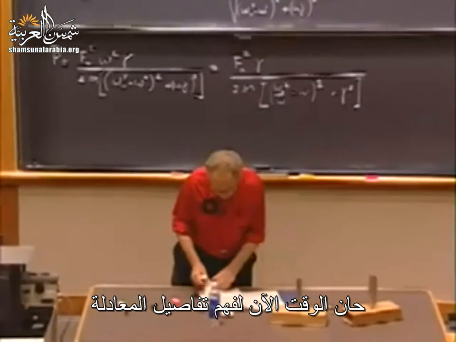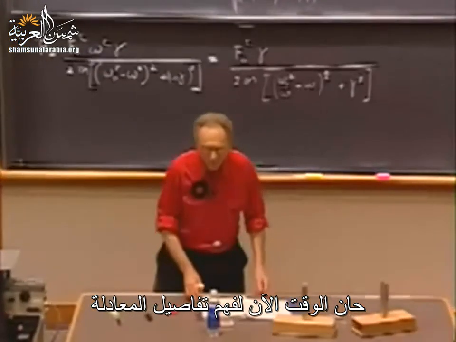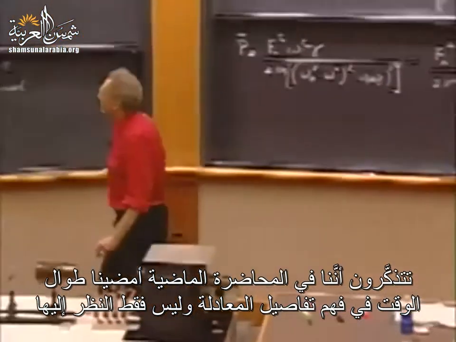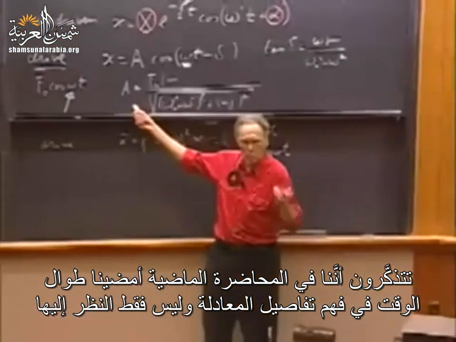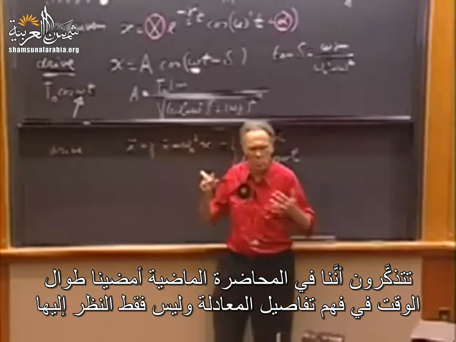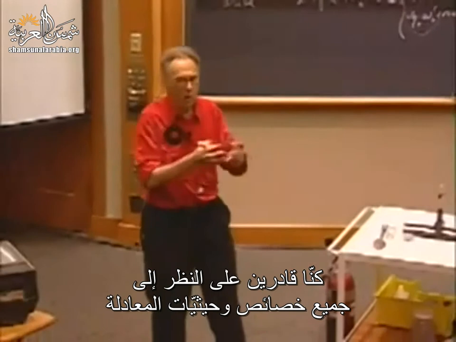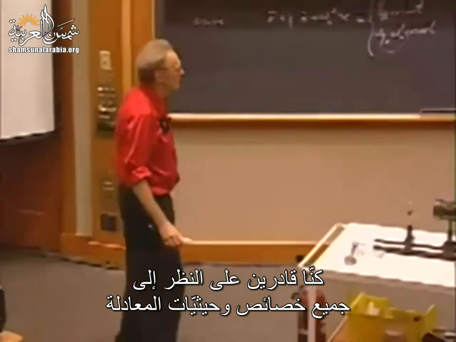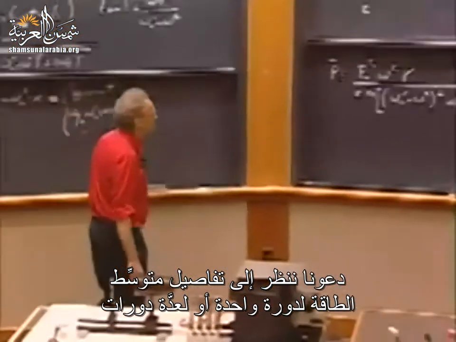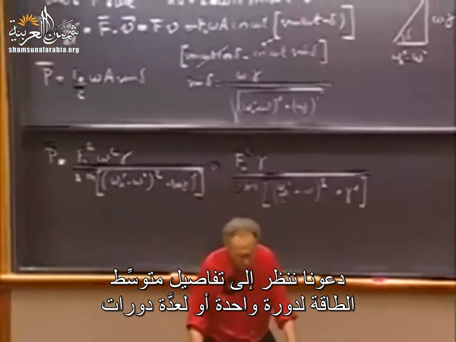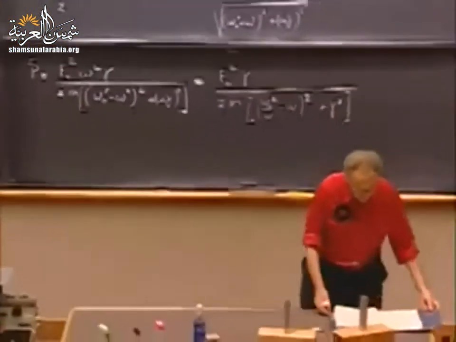So the time has come now to try to see through this equation. Remember last lecture we spent the whole lecture not to look at this dumb equation, but to see through it. And we were able to see through it, see all its idiosyncrasies. Let's look at the idiosyncrasies of this average power over one cycle or a multiple of cycles.